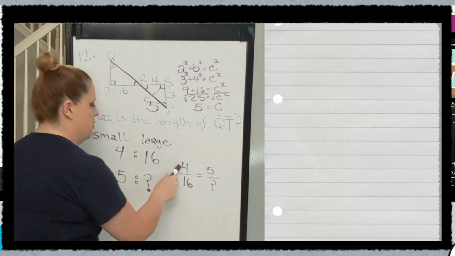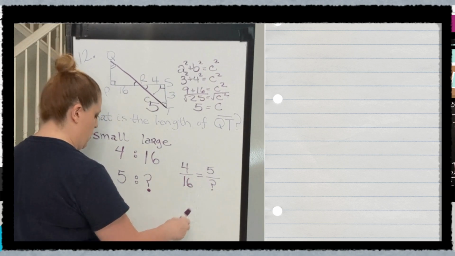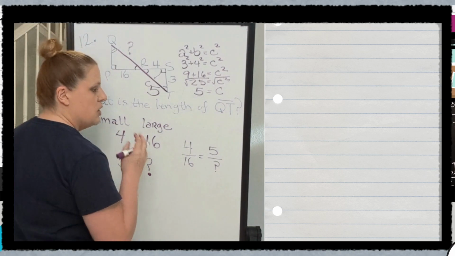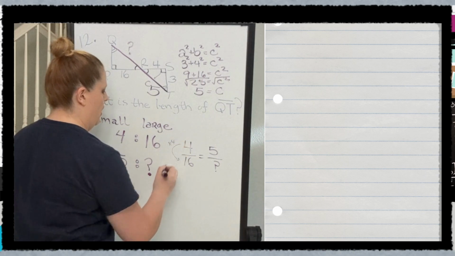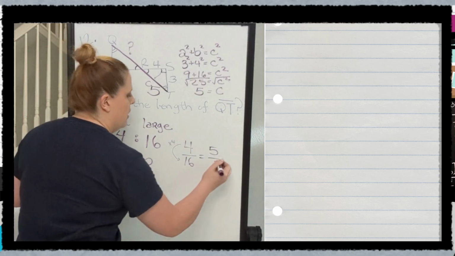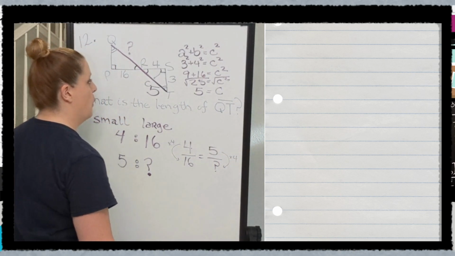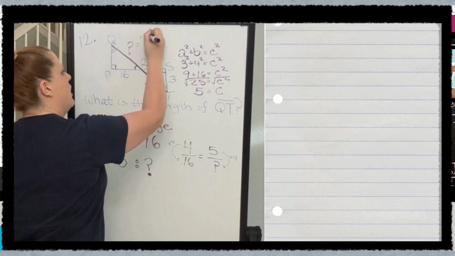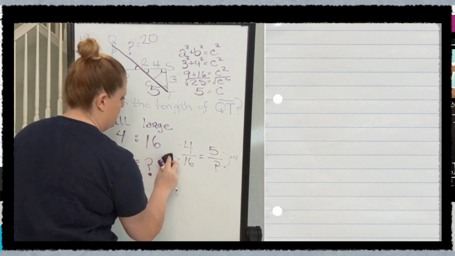Now, the factor that it goes to is 4 to 16 in comparison to 5 to question mark. So if we're just looking at it, you could say, hey, I have to multiply that by 4. Okay, you do the same thing here, and we end up with 20. That is going to be our answer. I'm also going to do it another way.